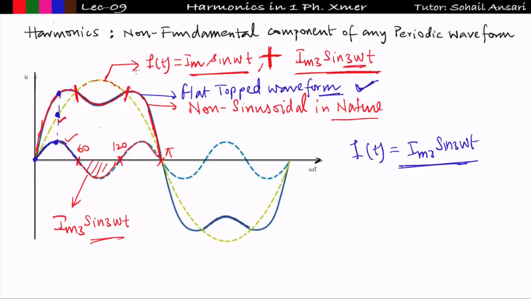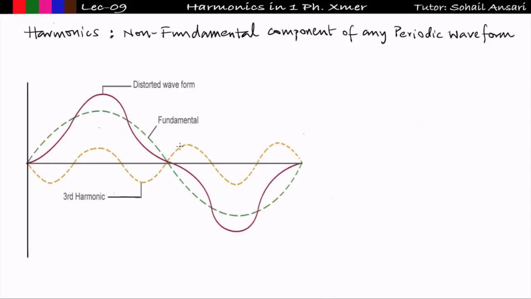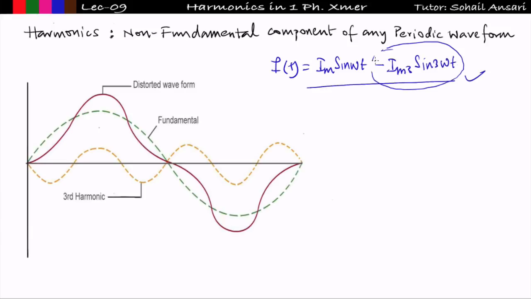Now let us understand the second case. See this second case. If I add i(t) is equal to, let us say, fundamental Im sine omega t minus Im3 sine 3 omega t. What do you mean by this? This third harmonic component is having a negative sign.